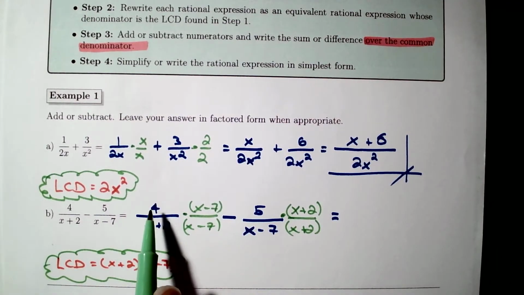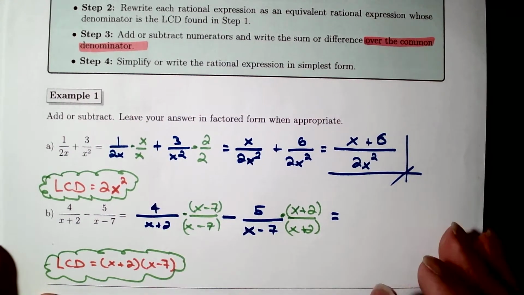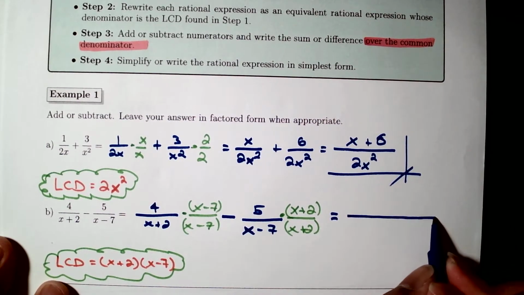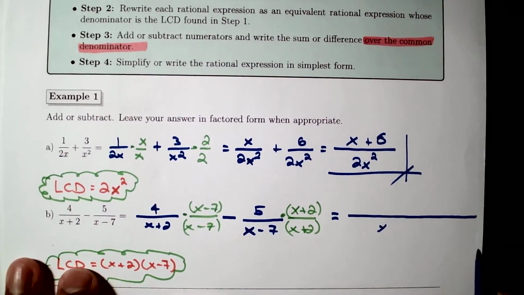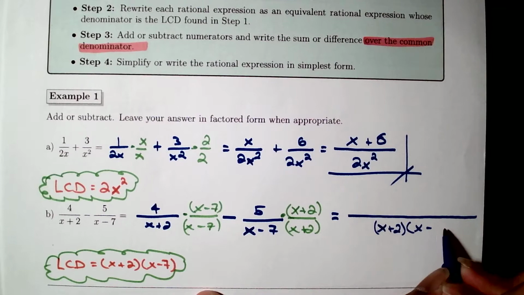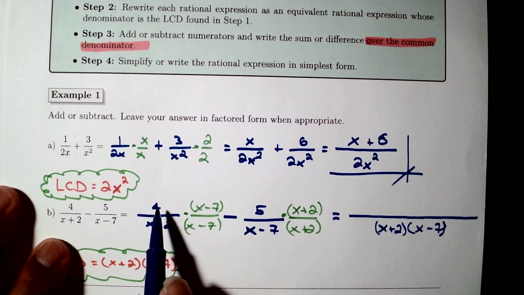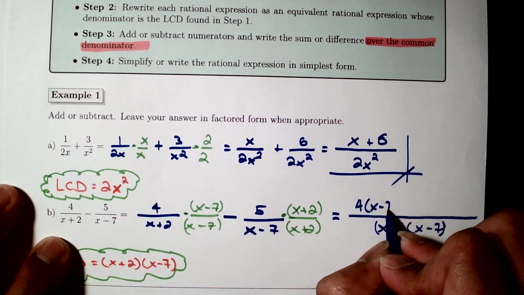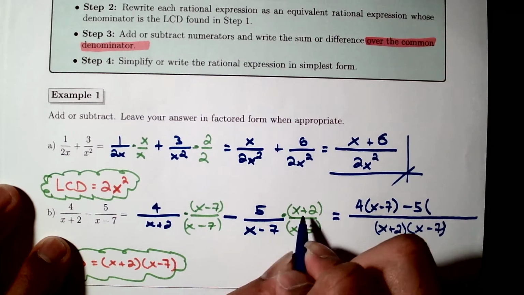Alright, so now we're going to multiply this across. 4 times, or I would spend in this case one step to write the whole thing in a huge bar, and the LCD in the denominator, x plus 2 times x minus 7. Okay. And in the numerator, I'm going to have 4 times x minus 7 minus 5 times x plus 2.